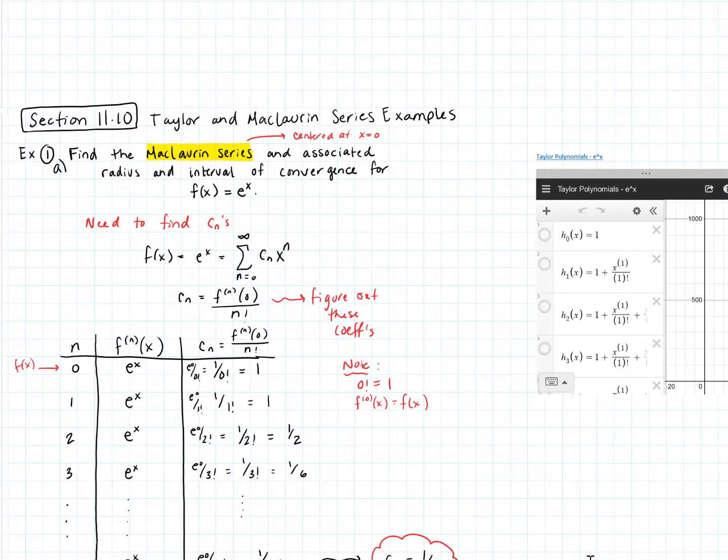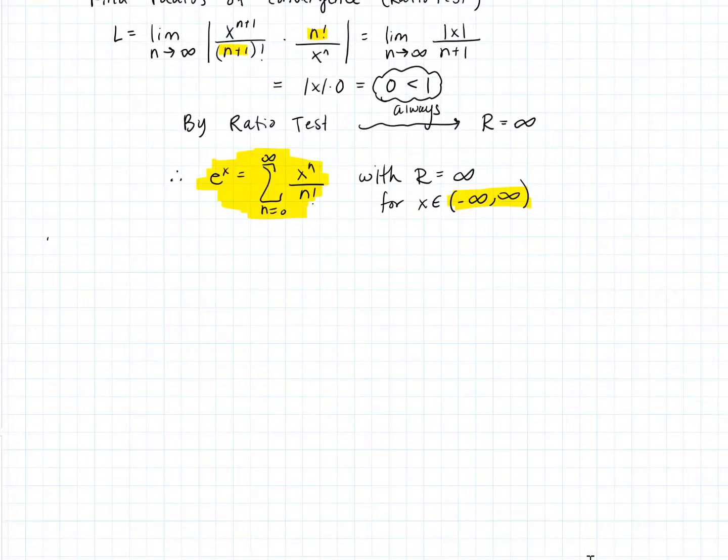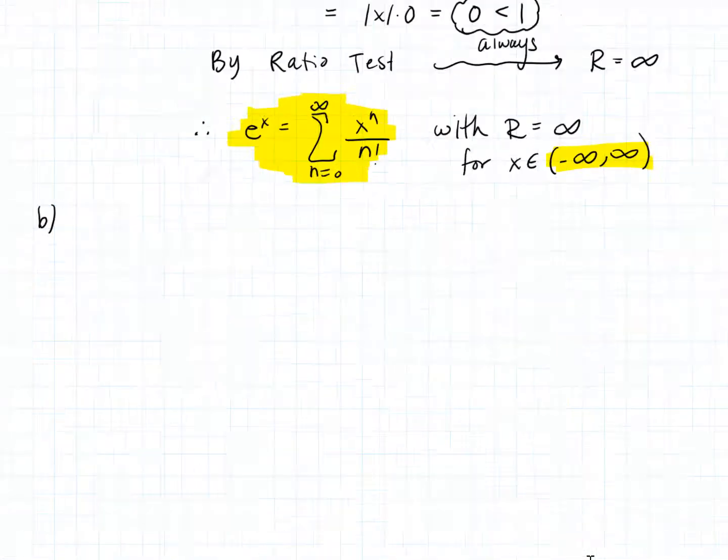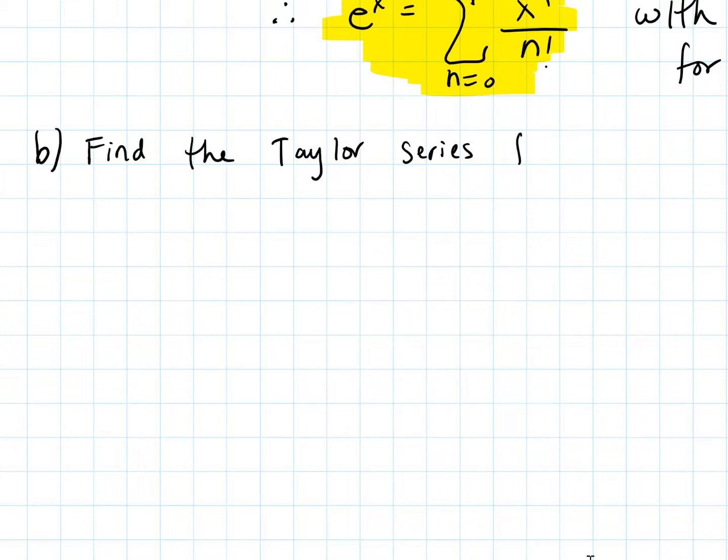Call that part A, and let's do part B. So part B, what if instead of looking at it centered at 0, what if I wanted the Taylor series? So let's find what would change the Taylor series for f of x. What if I shifted the center?